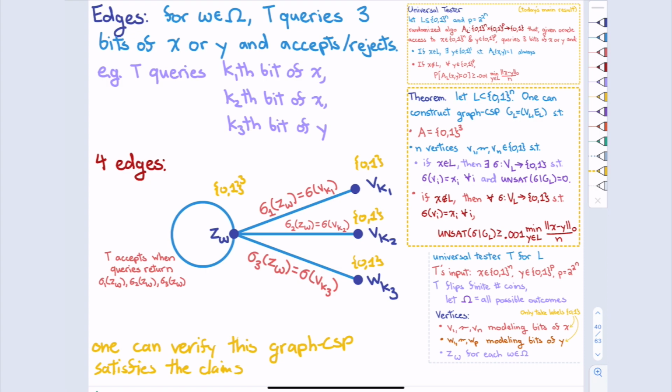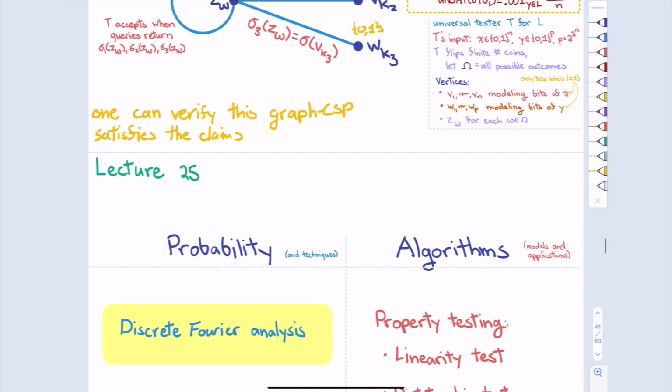I think one thing that's quietly going on is all these things get bigger and bigger. For example, our graph size is like n plus 2 to the 2 to the n, plus 2 to the number of coin tosses. So it's a bit bigger. It's a constant if n is a constant to begin with, but it is bigger. Okay, so that's how the universal tester leads to this graph CSP, which would have completed the last leg of that PCP theorem.